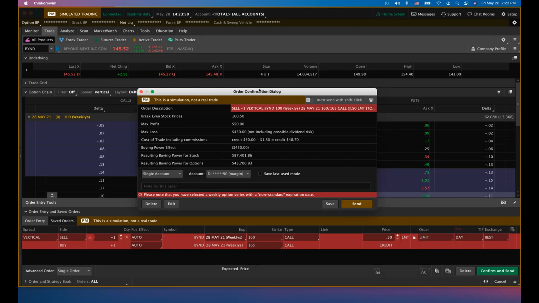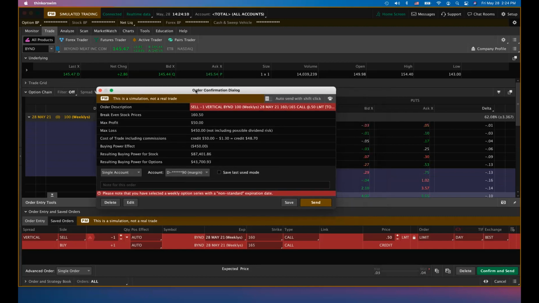You notice that I'm selling the weekly. It gives me the information about the spread that I'm selling. It's a 160, 165 call at 50 cents. It's a limit order. Maximum profit I can get on this one is $50. And let's calculate how that happens.